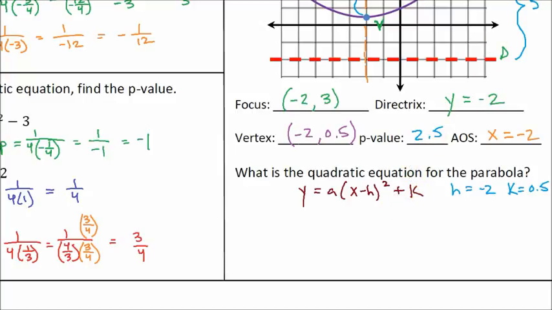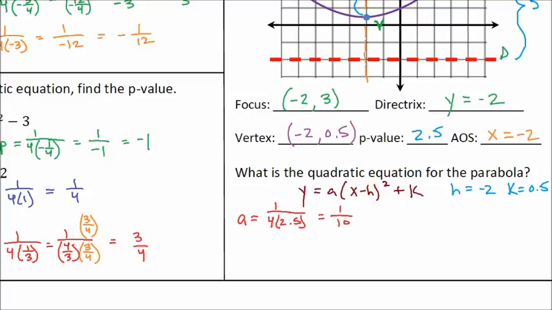We know our p value, so we can find our a value. If our p-value is 2.5, then our a value is going to be 1 over 4 times 2.5. And 4 times 2.5 is 10. So our a value is 1 over 10.